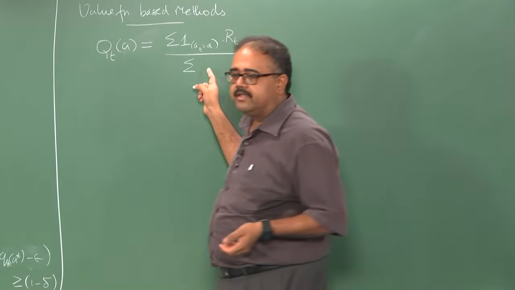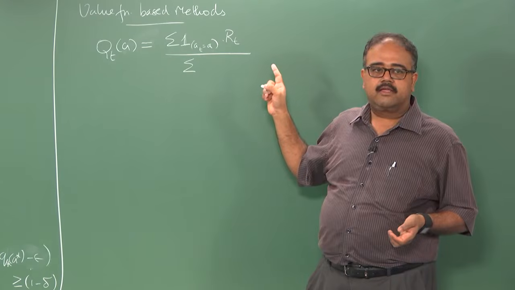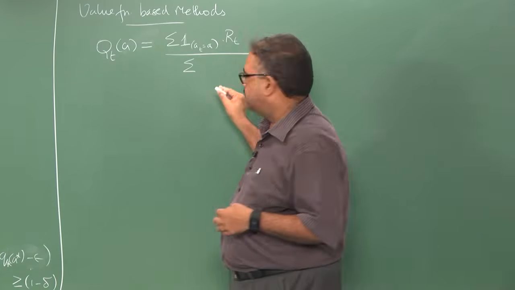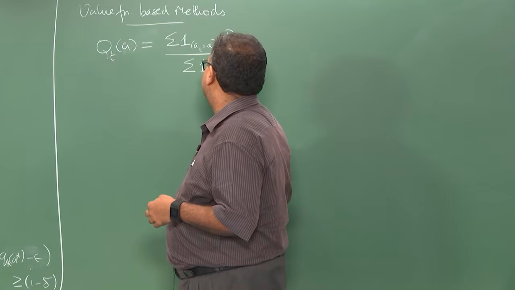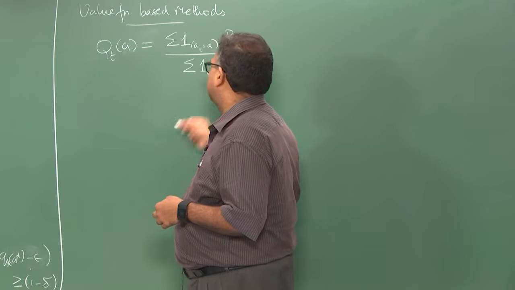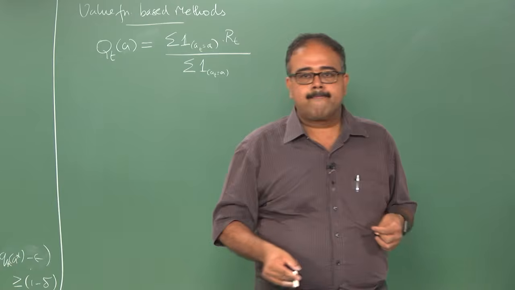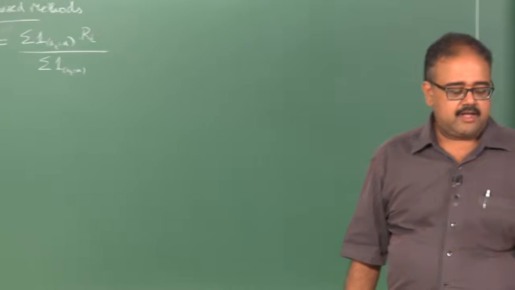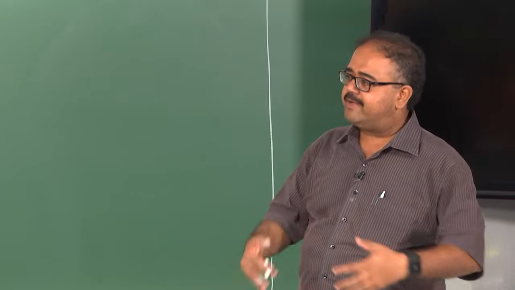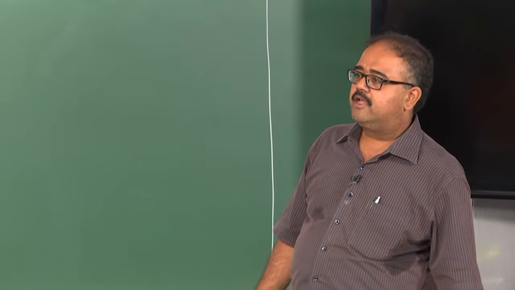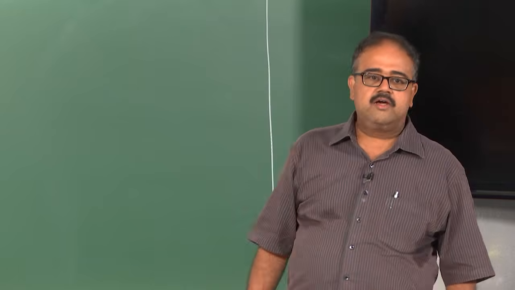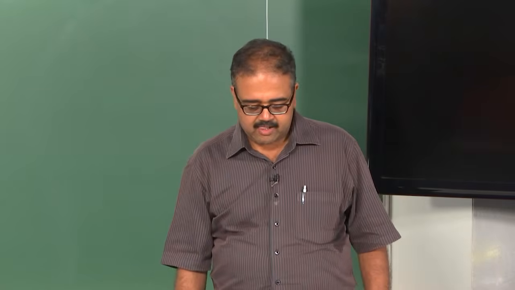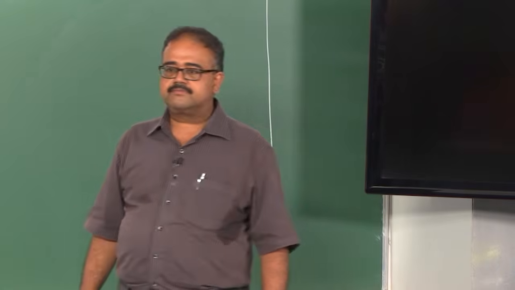So what should I divide this by? Okay, so this gives me the average, right? Great. So once I have this, now I have made an estimate for my Q stars, right? Once I have an estimate for my Q stars, how will I select an action?